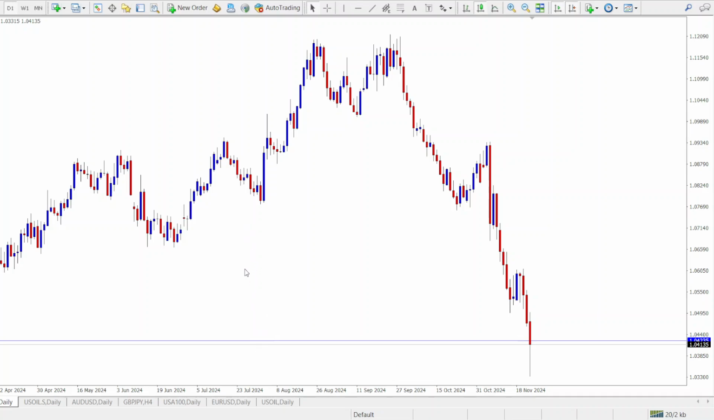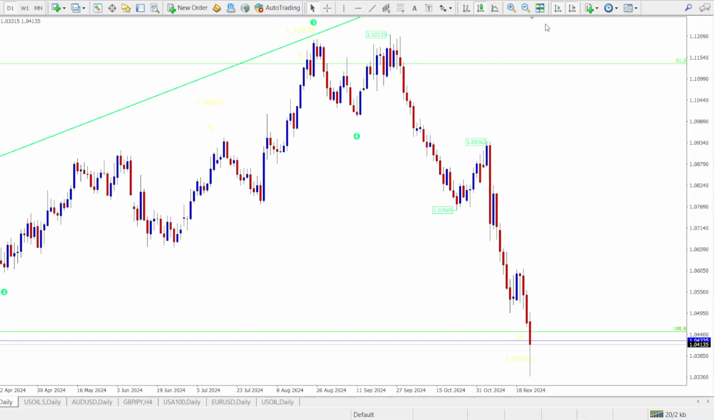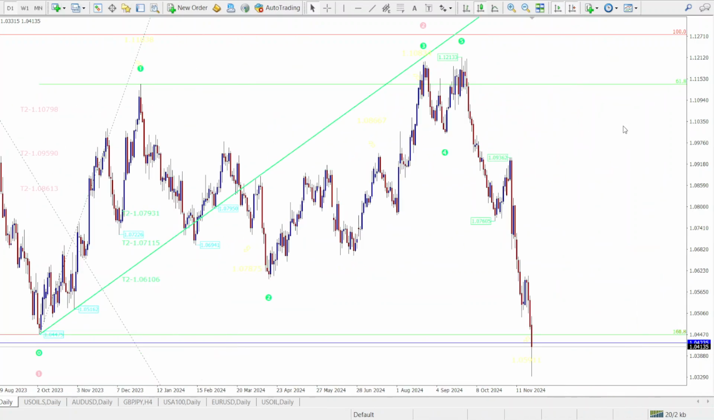So right now, I'm going to be adding the indicator to the chart right away. So this is how the indicator looks. It's quite an interesting indicator. If you are a fan of the Elliott Wave theory or the Fibonacci principle, then you will find this indicator quite interesting. Now this indicator helps you to analyze the market trends and identify potential trading opportunities.